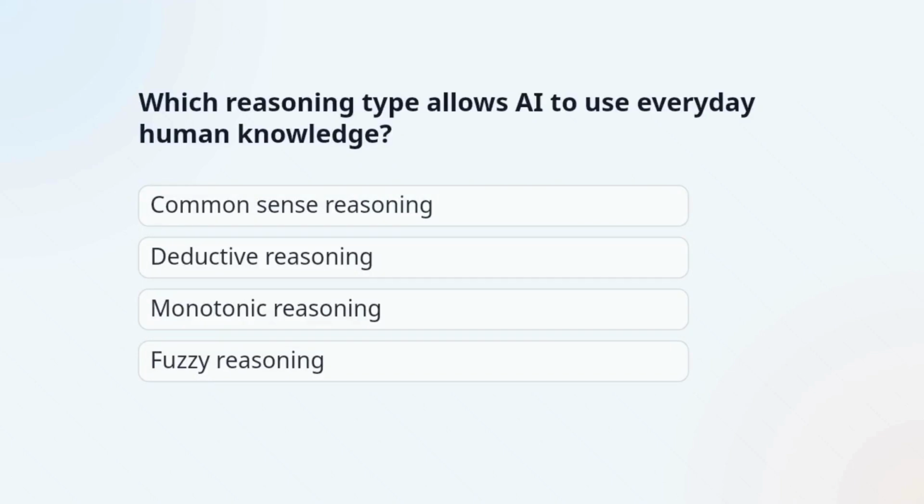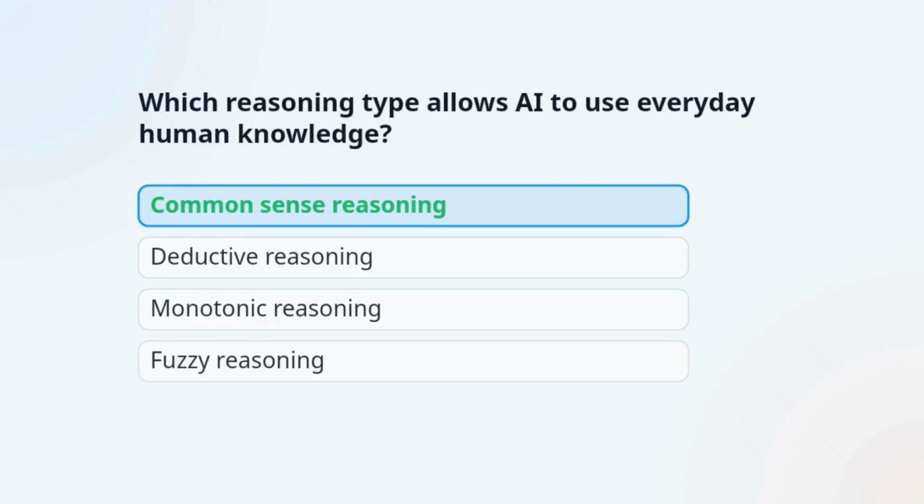Question 1. Which reasoning type allows AI to use everyday human knowledge? The correct answer is common sense reasoning. Common sense reasoning helps AI make obvious real-world judgments that humans usually take for granted.